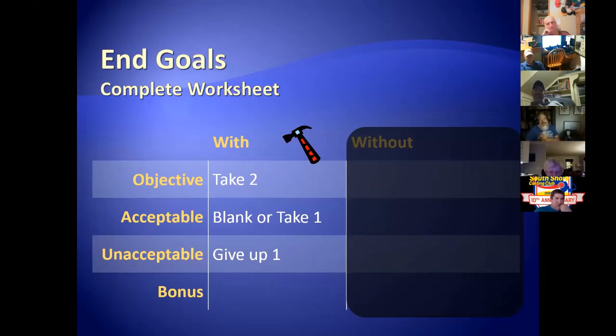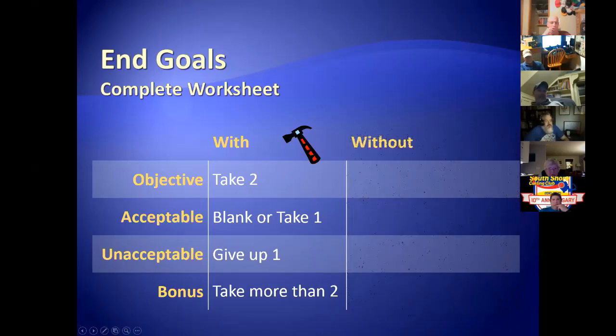Is that me still? Well, let's give somebody else a chance. Oh, okay. I can't see the names of who has their hand raised. Phil West and Jeff Greenberg do. Phil, go ahead. 3 or more. Right, more than 2. Exactly. Good job. So that's when you have the hammer. That's your objective, your acceptable, your unacceptable, and your bonus.